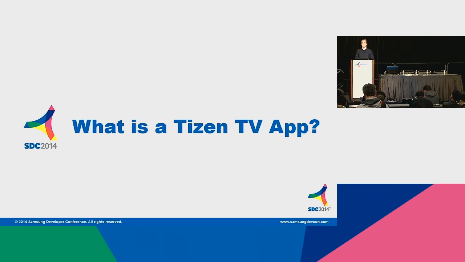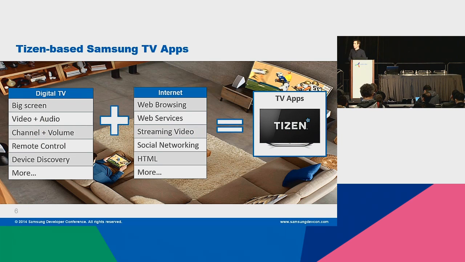So first of all, what is a Tizen TV app? Well, what we really hope with TV apps is to take advantage of the power of a digital TV and also combine it with the power of the internet. So of course, on the TV, in my opinion, one of the killer apps is the big screen that your whole family can see. It's kind of a community experience. Combined with video, audio, obviously channel is a big thing. Remote control, a very different user interface than what people are used to on a computer or a mobile device. Also device discovery, connecting with other devices in your home ecosystem.